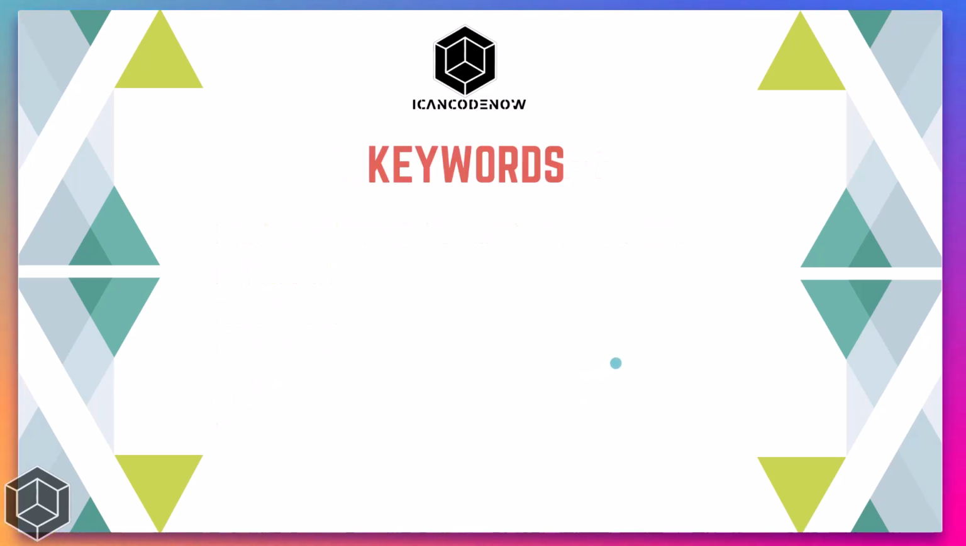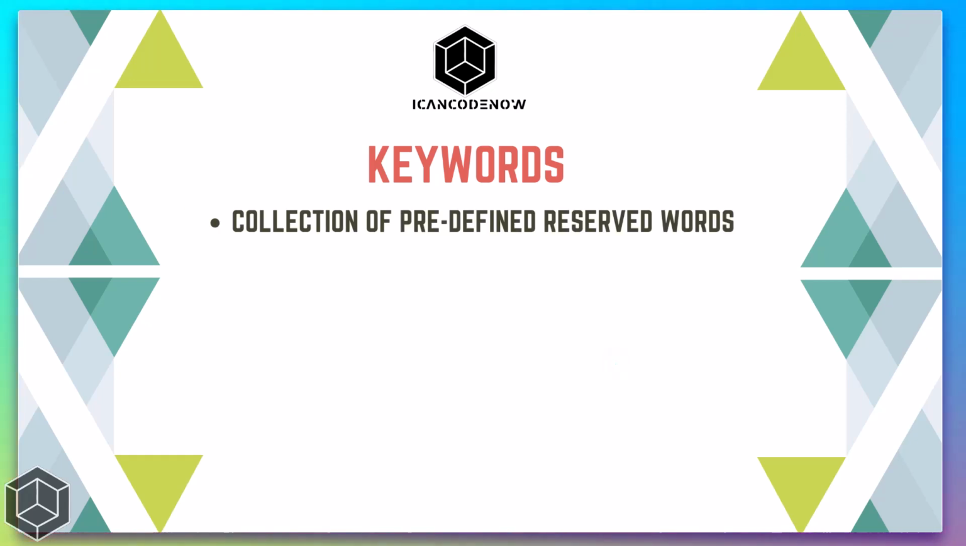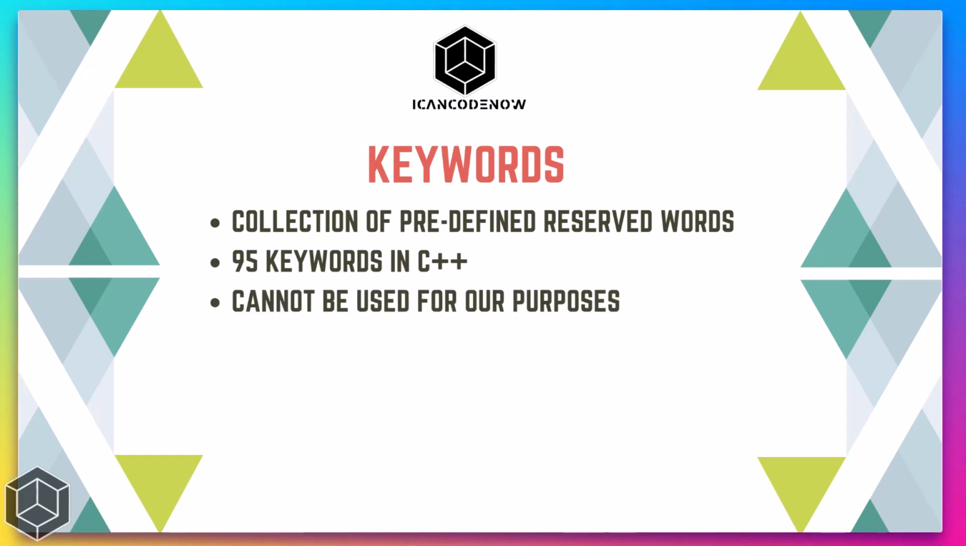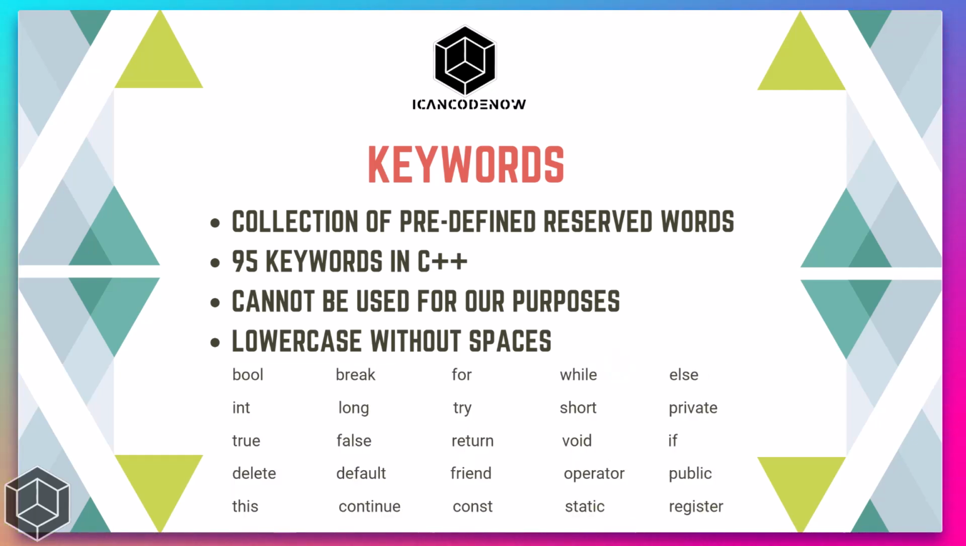Keywords are essentially reserved words that are predefined by the creators of programming languages. In C++, there are approximately 95 keywords, each serving a distinct purpose that aids in the successful compilation of programs. These keywords cannot be used for other purposes, such as creating variables or functions. All keywords are written in lowercase. Below are some of the keywords that you will commonly encounter in C++ programs.